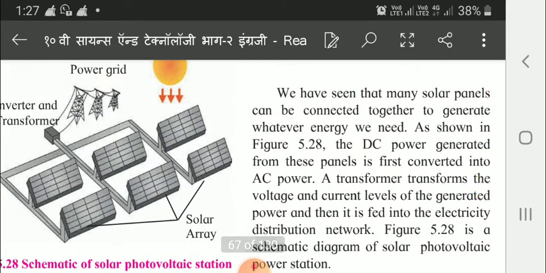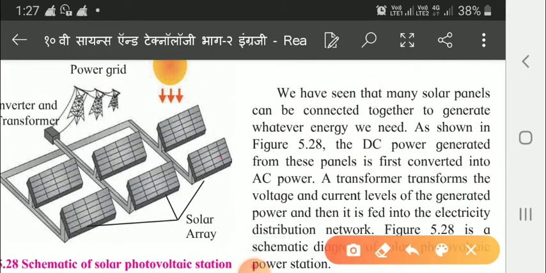Now here you can see the solar array, and with the help of an inverter and transformer, this energy is sent to the power grid, and this is the sun from where this energy is absorbed. So this is the schematic of a solar photovoltaic station.